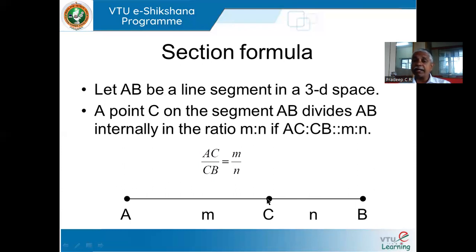Now I want to know the coordinates of C given coordinates of A and B. So try to understand this. I'm given two points, A and B, both coordinates are given. I want to find a new point C on the line segment AB such that AB is divided by C in the ratio m is to n. It means what you see on your screen: AC by CB must be equal to m by n. I want the coordinates of C. Obviously, it depends on the coordinates of A, coordinates of B, and m and n.